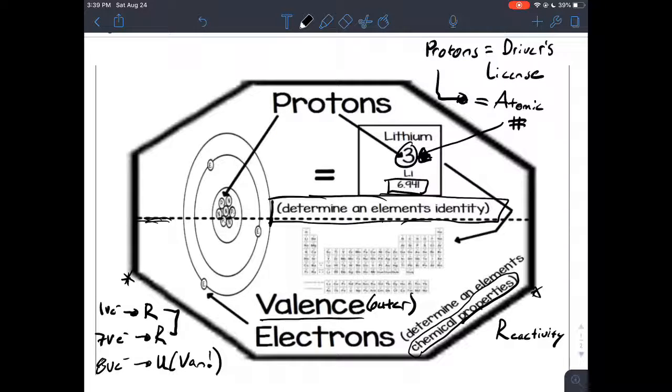1 and 7, when they combine, I want y'all to write this, they make 8 electrons. That means they're trying so hard to get the van full that they combine. They're very reactive together. 1 valence electron, like we have here, super reactive with elements that have 7. Okay? That's the general idea.